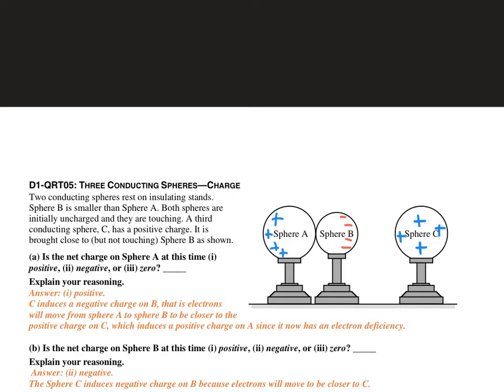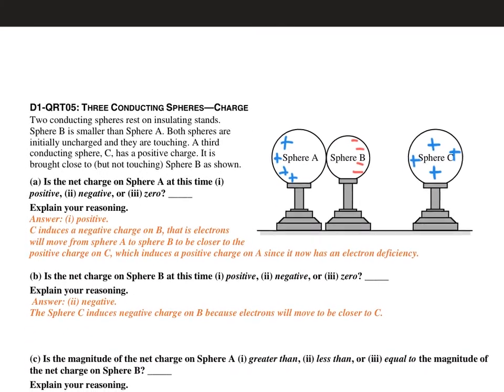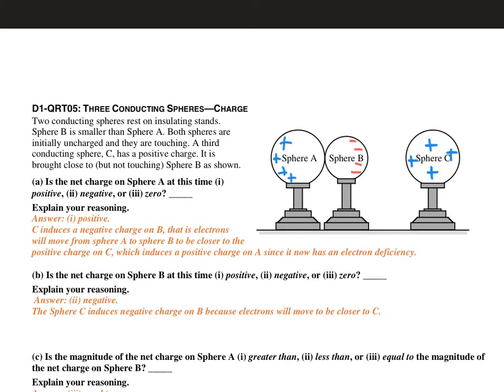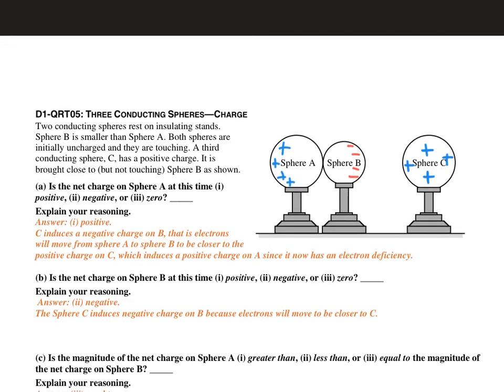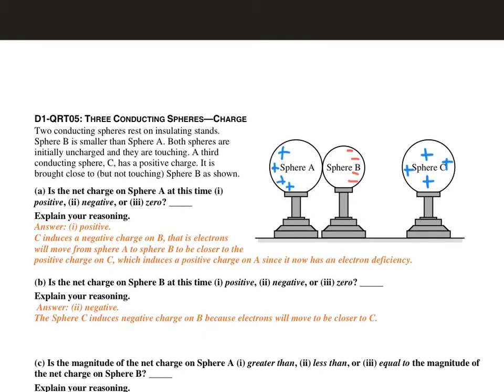So now, if we come down to C here, is the magnitude of the net charge on sphere A greater than, less than, or equal to the magnitude of the net charge on sphere B? So magnitude. We've already determined that one's plus and one's minus, but do they have the same magnitude of charge? Absolute value, if you will.